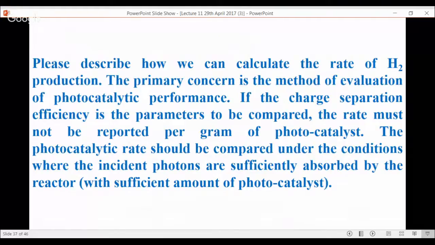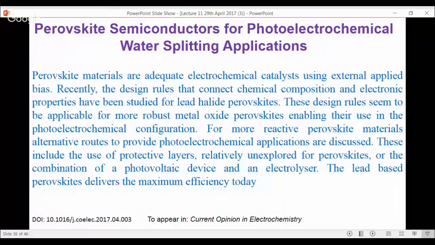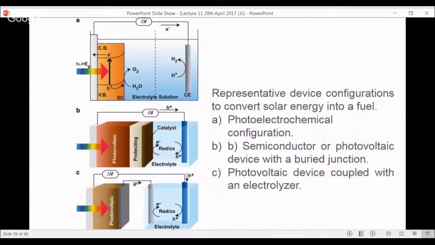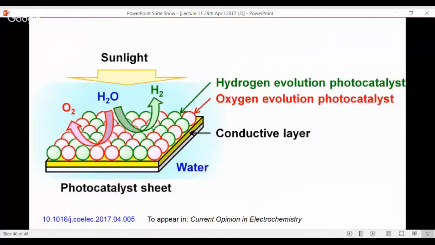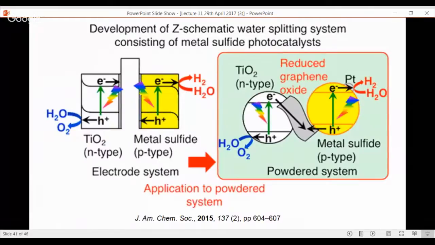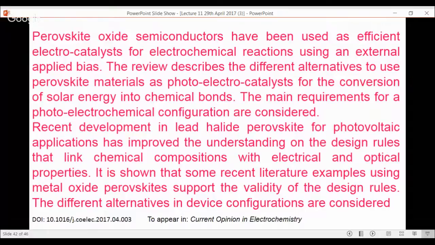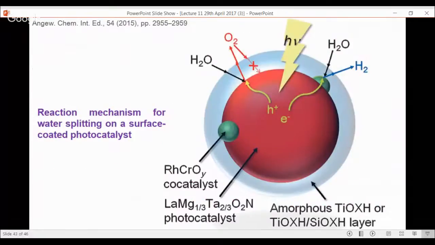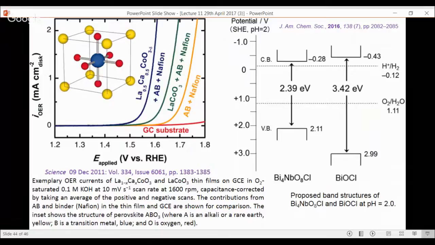This is the question that was asked last in the exam. We have already discussed perovskites, so we don't have to spend time now. We will take it up as we have already done this. So this is the schematic diagram of that. Now this is the Z scheme perovskite system. This is the core shell model. We will take it up a little later, what a core shell model is and so on.